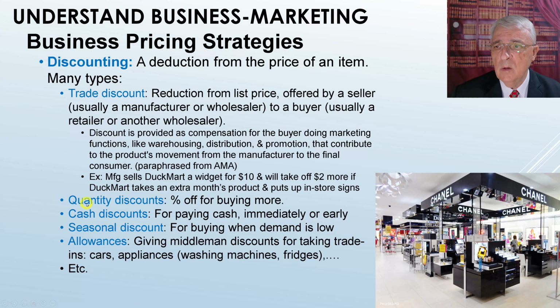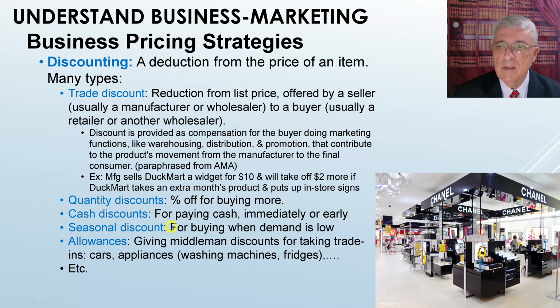Okay, next thing is quantity discounts. Well, this is easy. We've all seen this. You get a higher percent off for buying more. Then there are cash discounts, and this is for either paying cash, paying immediately, or paying early. A lot of companies take 30, 60, 90 days credit. If you pay cash immediately, you can oftentimes get a discount, and you can ask about that.